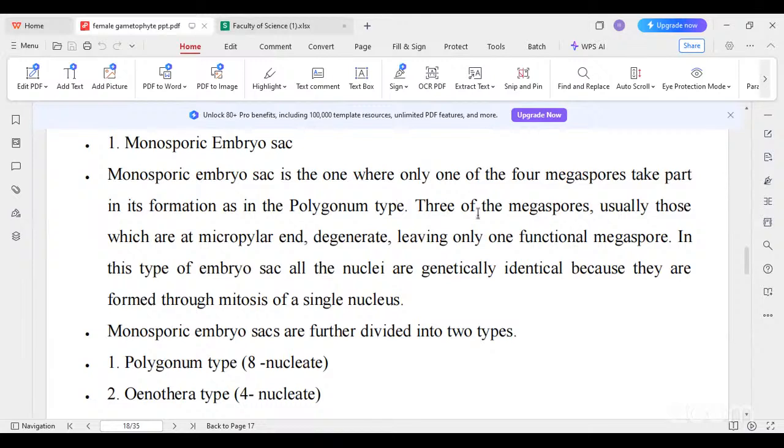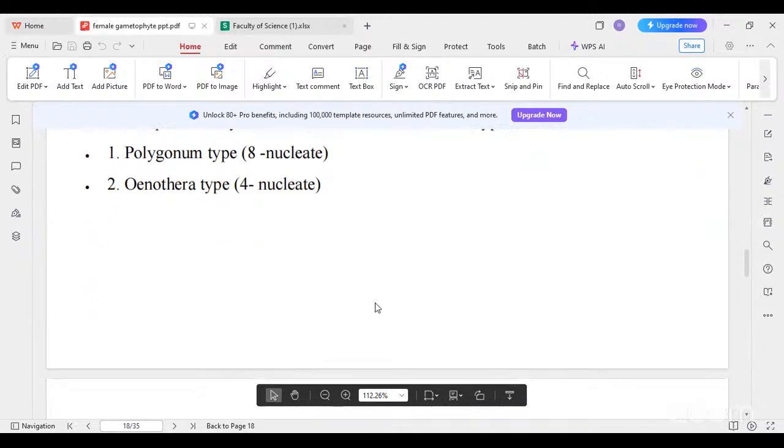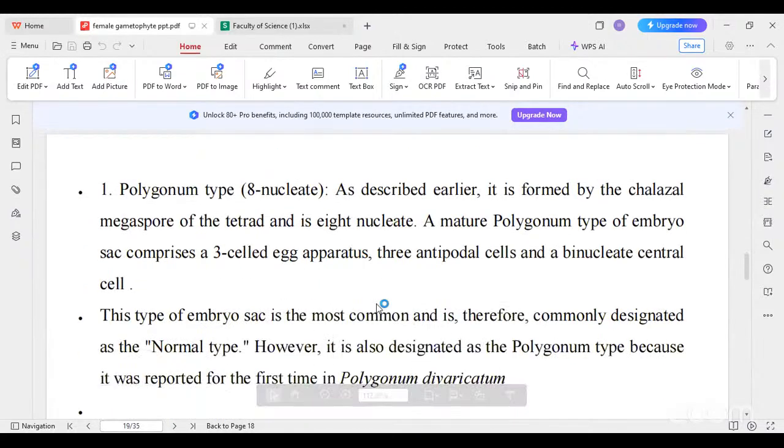Three of the megaspores, usually those at the micropylar end, degenerate, leaving only one functional megaspore. In this type of embryo sac, all the nuclei are genetically identical because they are formed through mitosis of the single nucellus. The monosporic embryo sac is further divided into the polygonum type, the 8 nuclei structure, and the enothera type, the 4 nuclei structure.